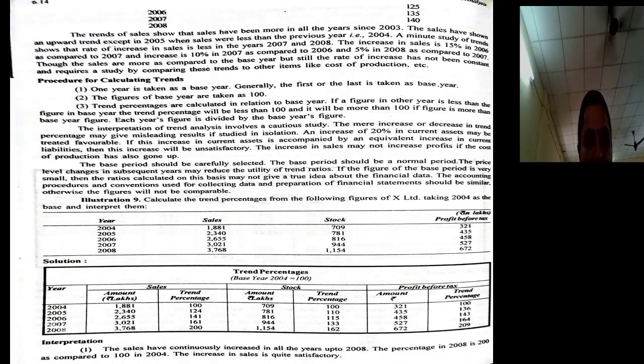Now the interpretation. The sales have continuously increased in all the years up to 2008. You just look at the trend percentage, and that itself indicates whether sales increased or decreased. As far as stock is concerned, stock also increased. Profit before tax also increased over a period of time. The figures of stock have increased from 2004 to 2008. Profit before tax has substantially increased in the 5 year period. It has more than doubled.